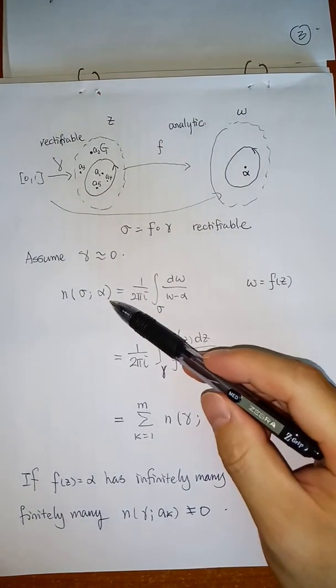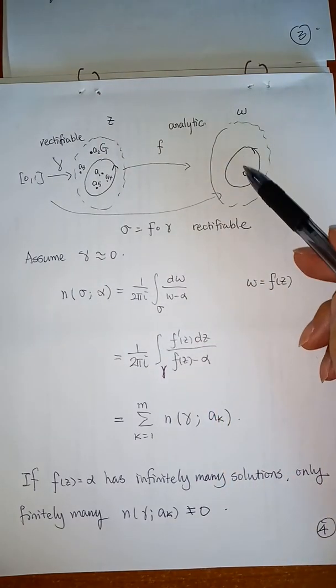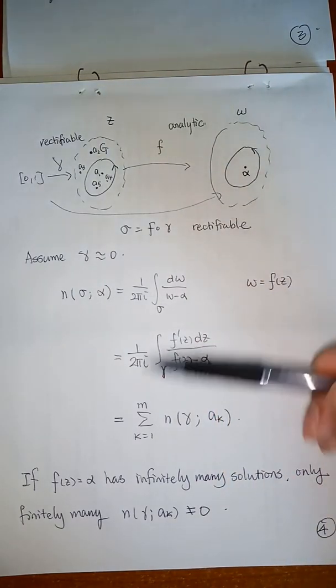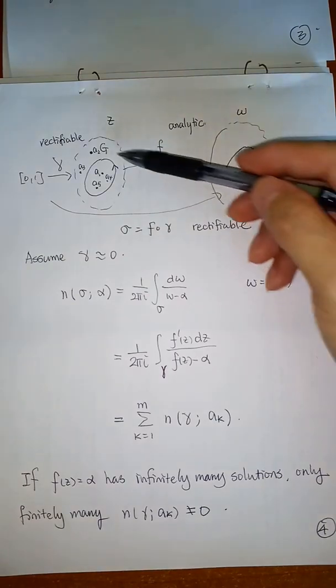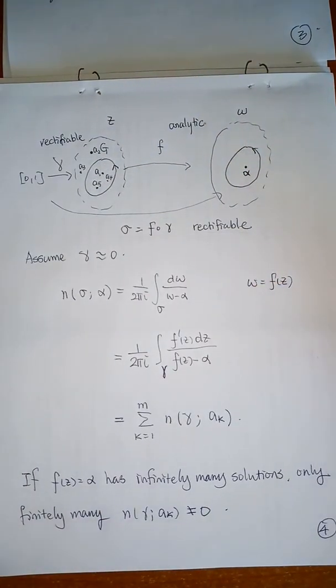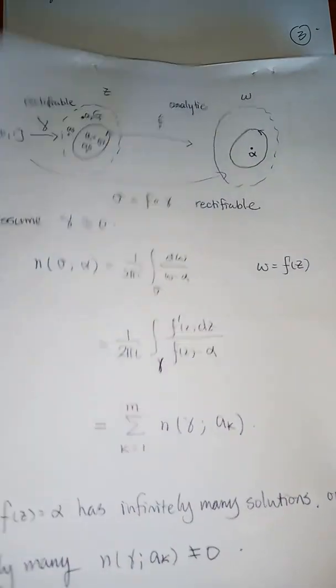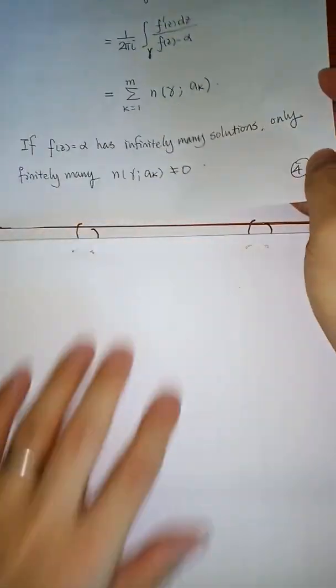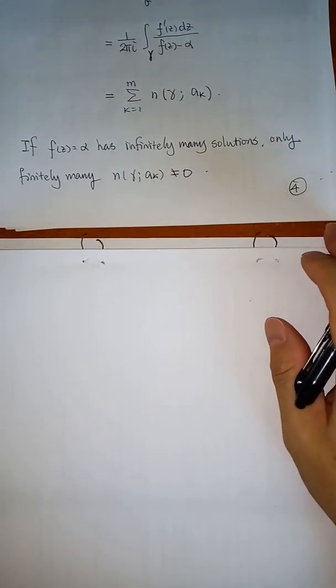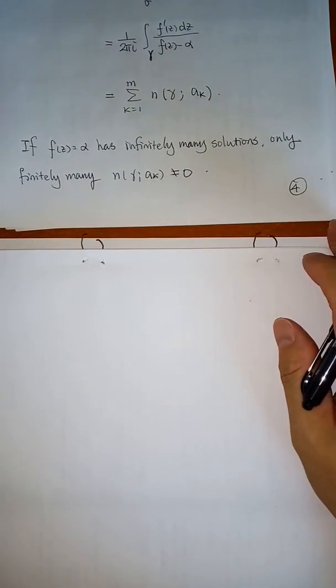Okay, so the winding number for the image point is the sum of the winding numbers for the pre-images. So that's one observation. The winding number for the image is the sum of the winding numbers for the pre-images.